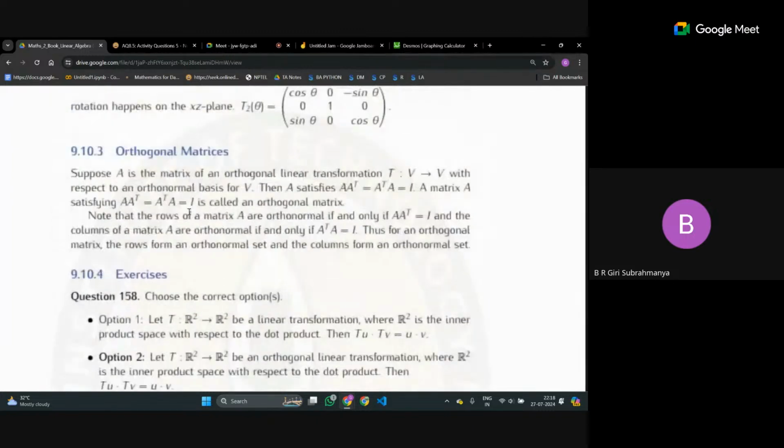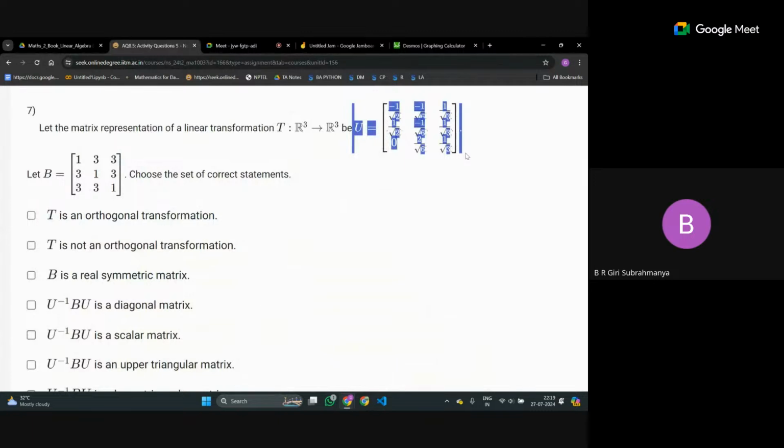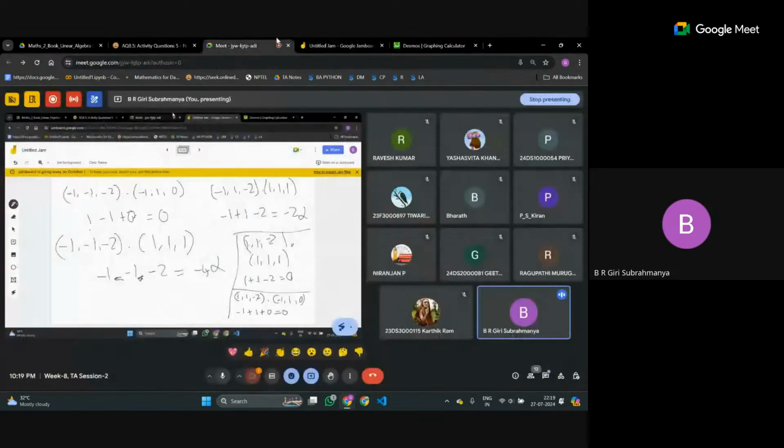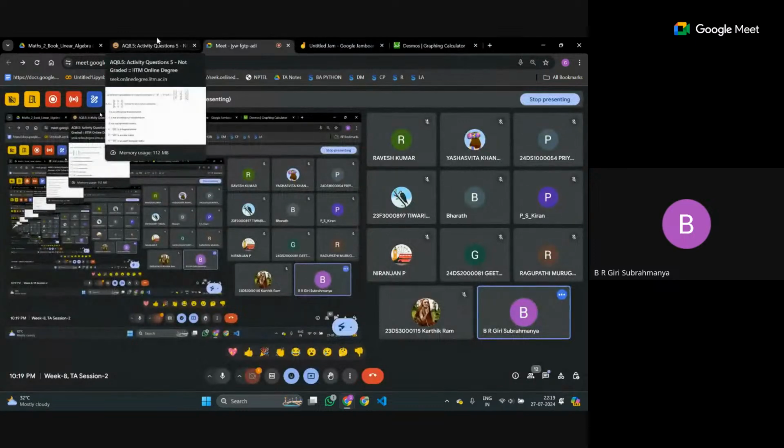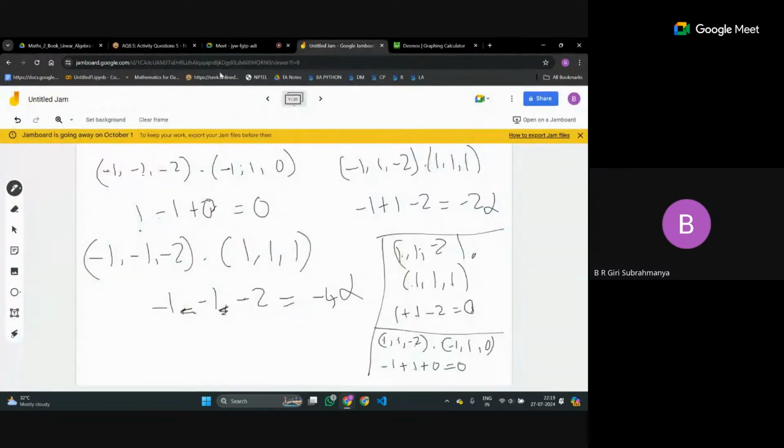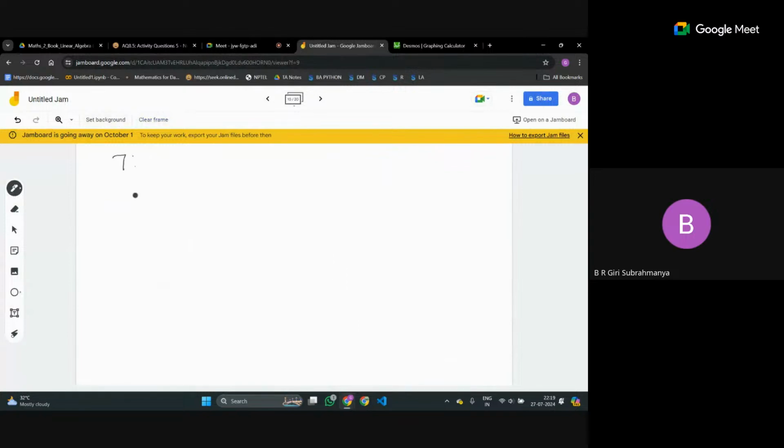The other thing is, from this definition, what can you say? With respect to an orthonormal basis for V, if A is the matrix representation of the linear transformation, then you can say A is an orthogonal matrix. So what you can do is check if U is an orthogonal matrix. We know that the basis is an orthonormal basis. If this is an orthogonal matrix, then you can say T is an orthogonal transformation, correct? What I'm saying is, you have T, you have U, and you know the basis is the standard ordered basis. Now you have to find if U is an orthogonal matrix.